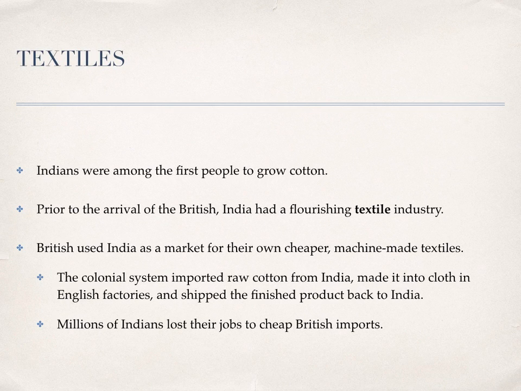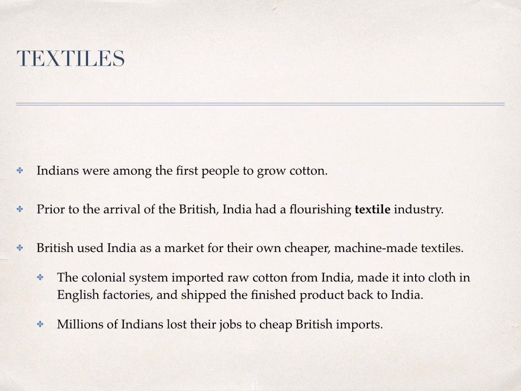Textiles. Indians, they were among the first people in the world to grow cotton, probably right there in the Indus River Valley or on the Indo-Gangetic Plain. So prior to the arrival of the British, India already had a flourishing textile industry. This is the production of cloth or clothing. Britain used India as a market for their own cheaper machine-made textiles.